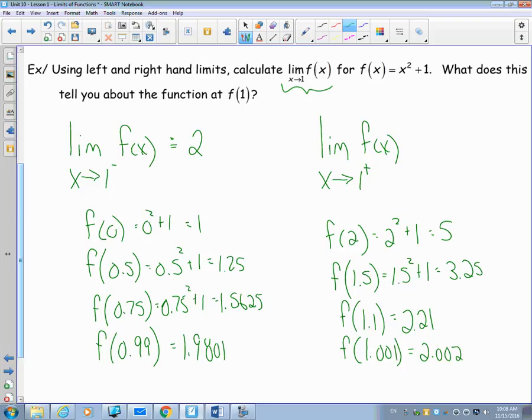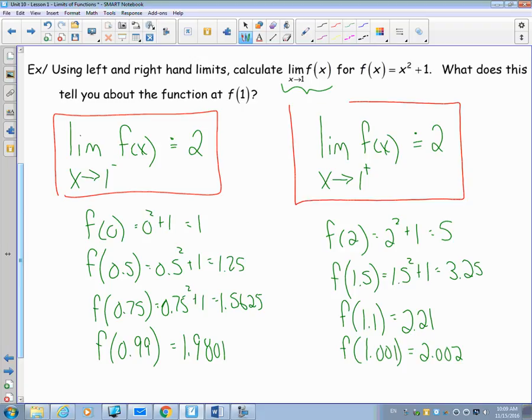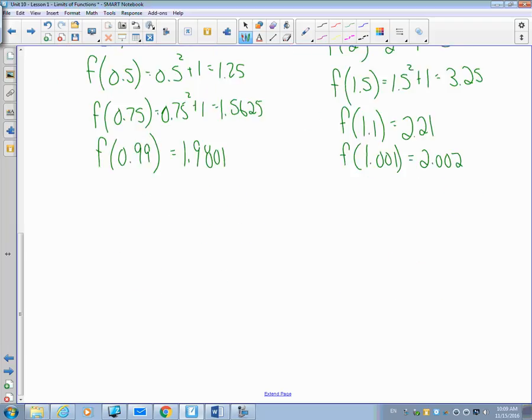What do we notice as we approach from the right-hand side? Well, again, our numbers are coming down, and they seem to be getting closer and closer to 2. So because our limit from the left and our limit from the right appear to approach the same value, we can say with some certainty that the limit as we approach 1 for this function, f of x, has a value of 2. In other words, we think there's a point that exists in the graph at approximately (1, 2).